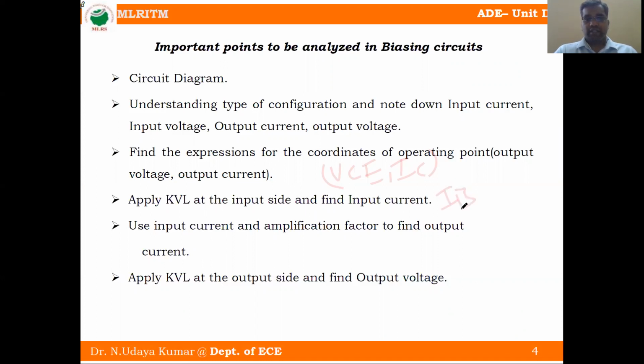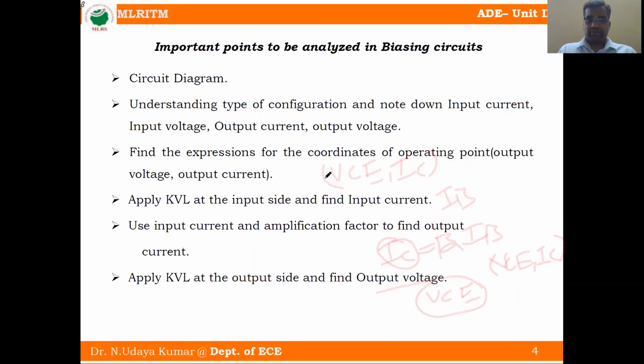The second step is to use the input current and the amplification factor to find the output current. The output current in common emitter means IC. So IC is equal to beta IB. And from the output KVL we find the output voltage. What do you mean by output voltage? This one is the output voltage VCE. So VCE we will find and also IC we will find. So this is the operating point VCE comma IC. This is called the operating point.